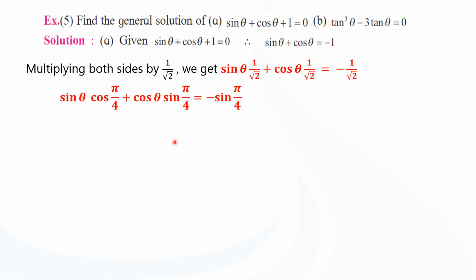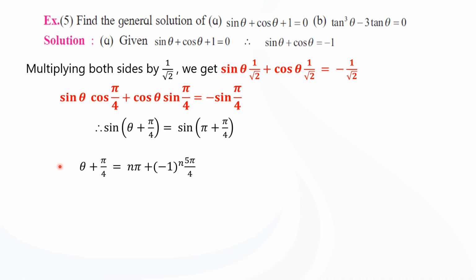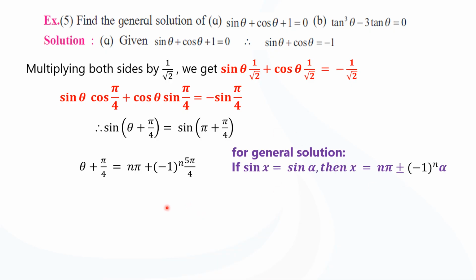Now using the sine A plus B formula, this becomes sine of theta plus pi by 4. And this is negative. So the first negative value we get is when we are in the third quadrant. So we write this as pi plus pi by 4. Sin of pi plus theta is minus sin theta. So now we have sine on both the sides, so we can go for the general solution formula for sin x is equal to sin alpha. So x will be equal to n pi plus minus 1 raised to n times your alpha, that is 5 pi by 4. According to this formula, correct?